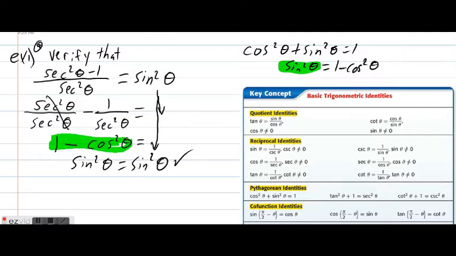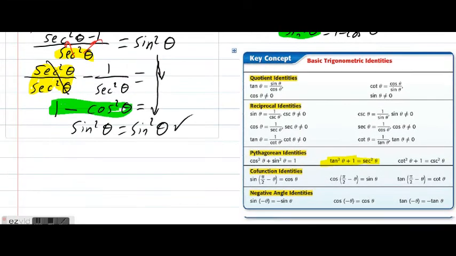Now, if I would have gone this route with this, could it have worked also? Yeah, but I think seeing this secant squared theta divided by secant squared theta kind of helps out, because anytime I have a monomial in the denominator of a fraction, I can separate this and take this thing and put it with that and put it with that. Okay? So I just wanted to use a little bit of algebra there.